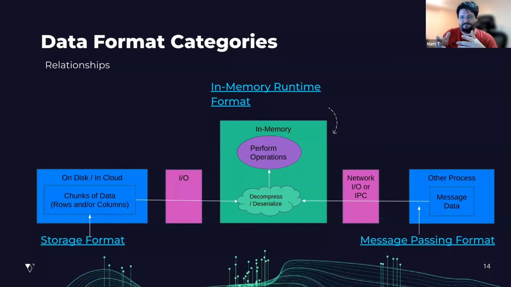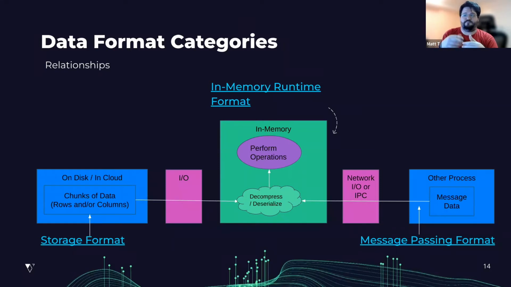Your data is either in the cloud or on disk or wherever it happens to be. And you want to get that data and do something with it. You have a bunch of Parquet files or CSV that you want to process. Well, you have to get that data. You have an I/O cost, whether it's across a network or a disk or whatever.